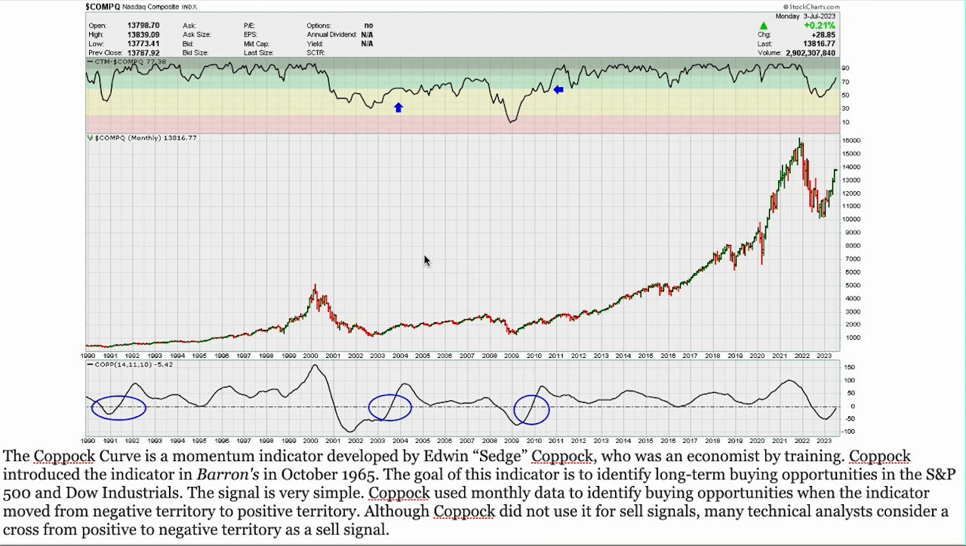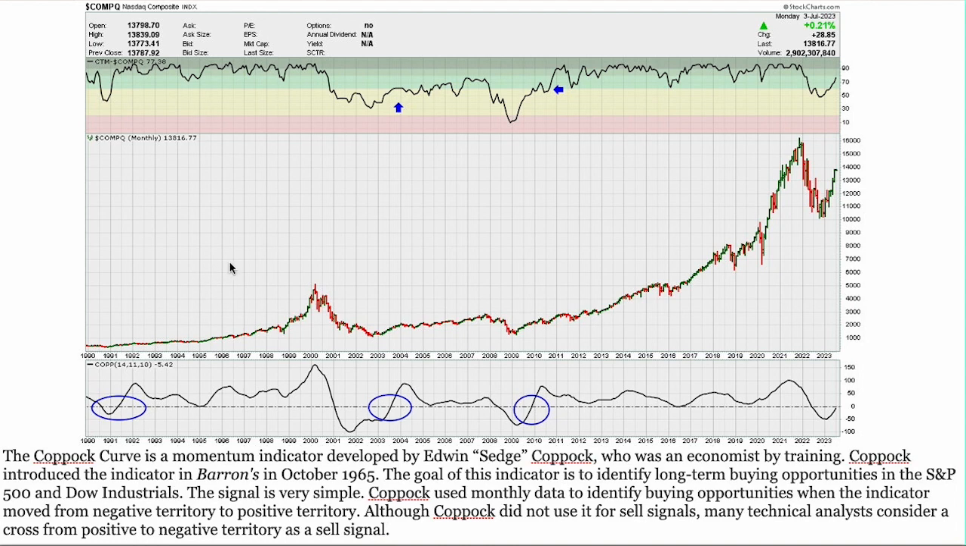Now, what's interesting about the Coppock curve is how it's calculated. It's a very interesting formula. It encompasses time and it encompasses human behavior. I would recommend, if you want to learn about the calculation, go to Google, Coppock curve. You'll see what I'm talking about.